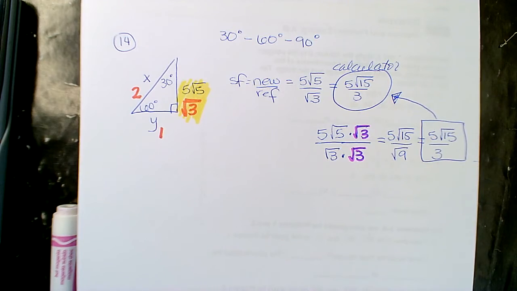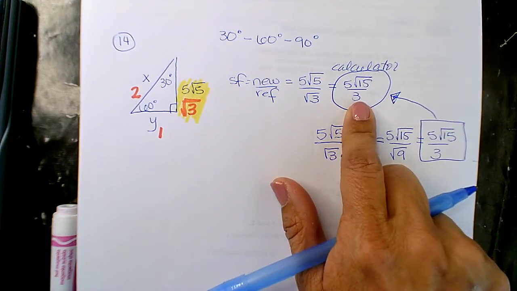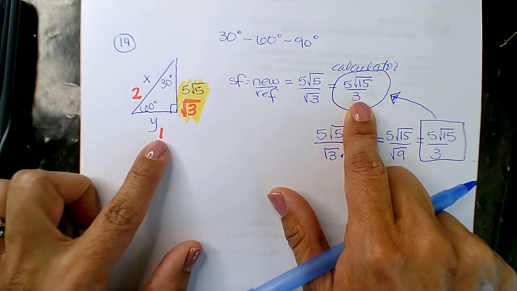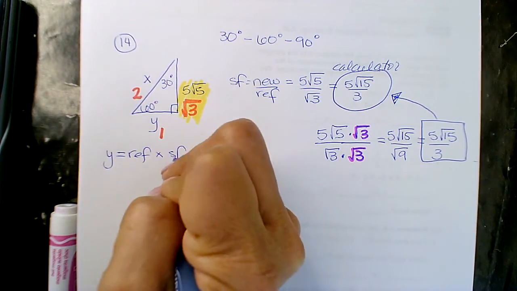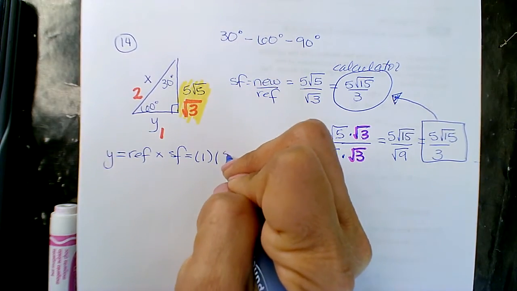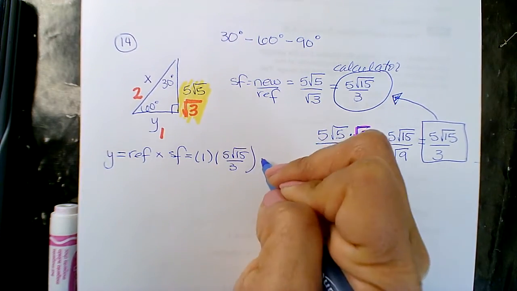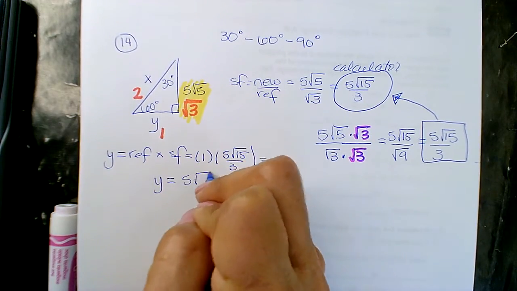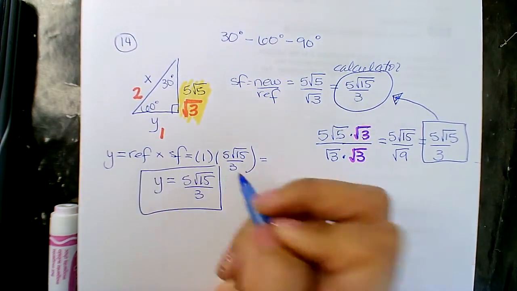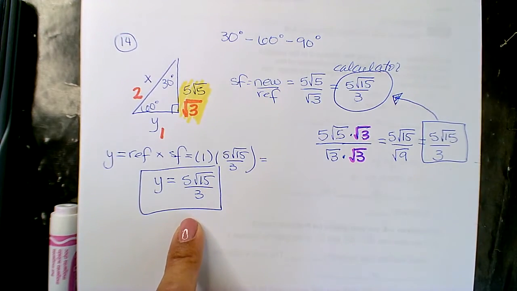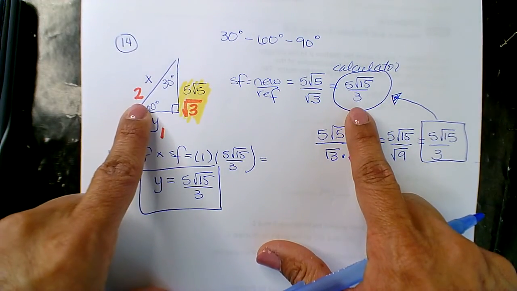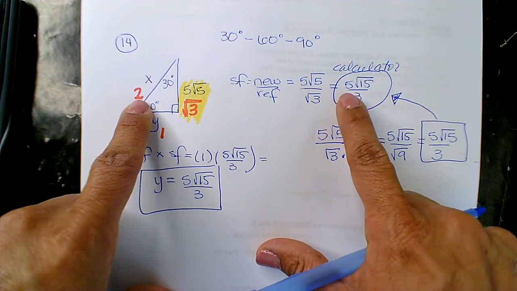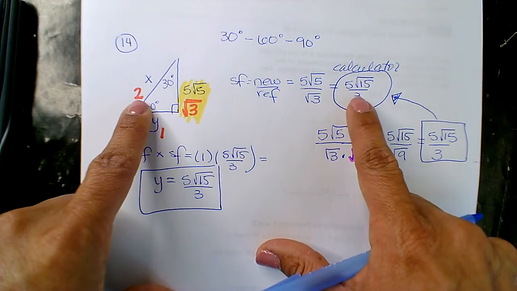Okay, so now, and by the way, I'll do the long way as well so you guys can see how it looks. So if this is a scale factor, if you want to find y, reference times scale factor gives me, I'm going to put it down here, 5 rad 15 over 3. So this is the value of y, right? Okay, so what's the value of x? Reference times scale factor. And mind you, what's 2 times 5? 10. So it's going to be 10 rad 5 over 3.